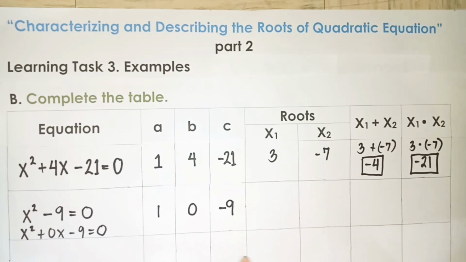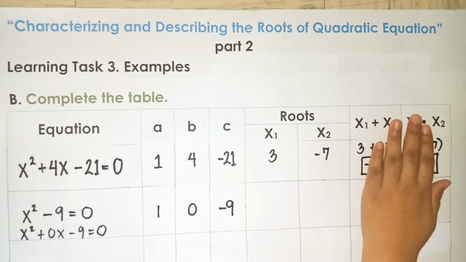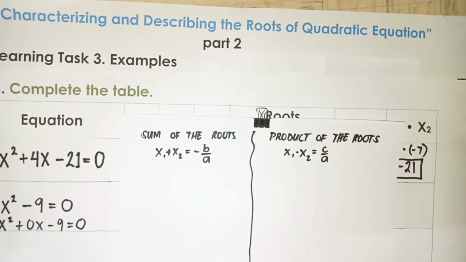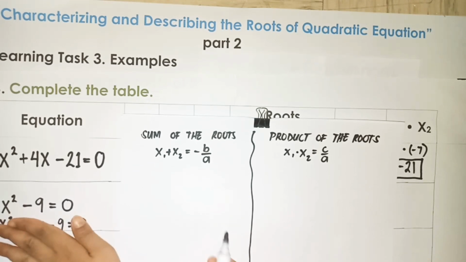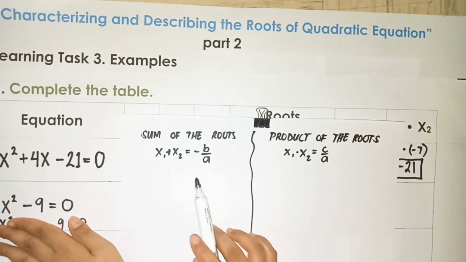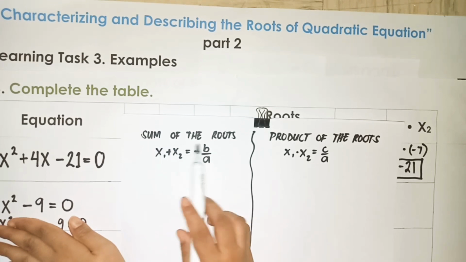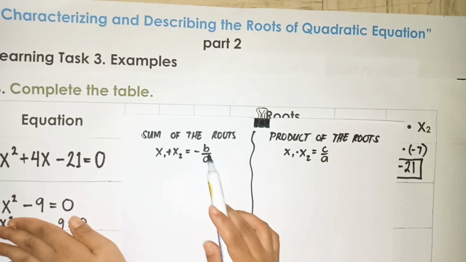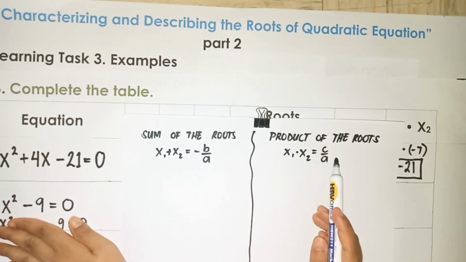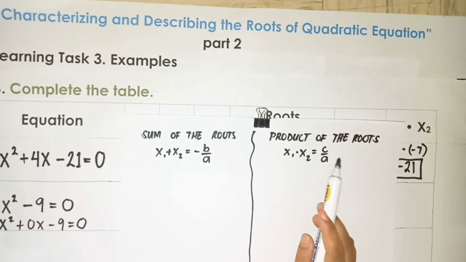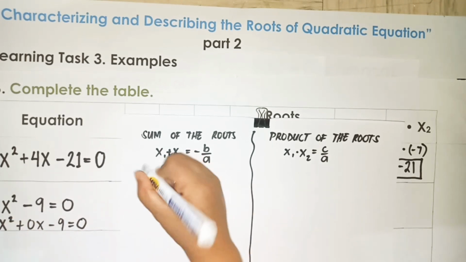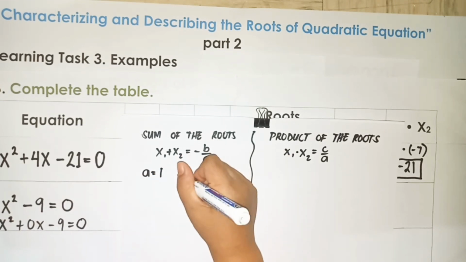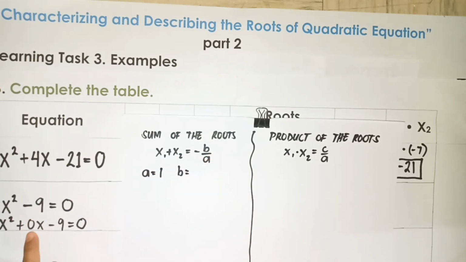Now, baliktarin naman natin. Huwag muna natin hanapin yung roots. Hanapin muna natin ang sum and the product of the roots. Hindi muna natin hahanapin yung roots ng x squared minus 9 equals 0. Ang hahanapin muna natin is sum of the roots and product of the roots. By just using this ratio, negative b over a and c over a. Okay, so we have the value of a, which is 1, and b is equal to 0.